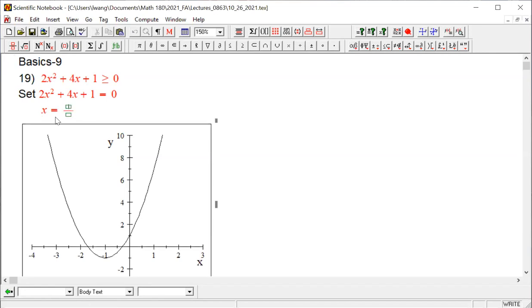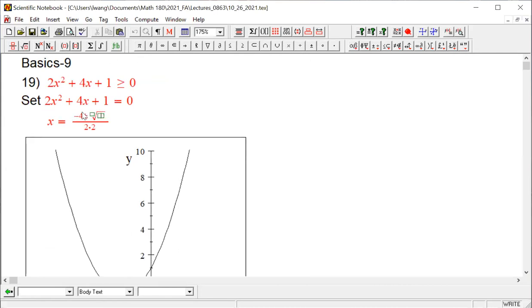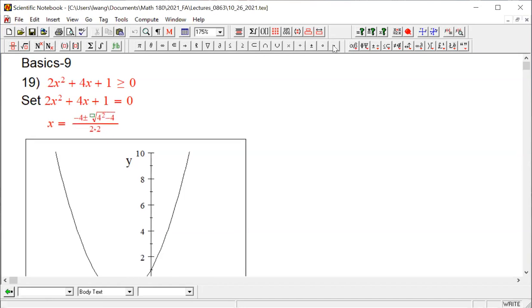Do you guys know the quadratic formula? Some of you can sing a song about it. So it's over 2a, 2 times 2, minus b, which is minus 4, plus or minus the square root of b squared, that's 4 squared, minus 4 times a, which is 2, times c, which is 1. That's the quadratic formula.